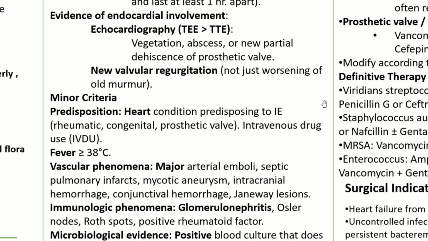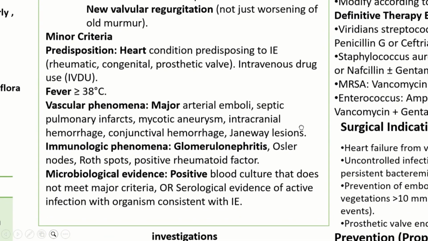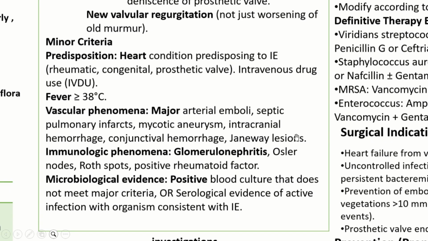Then we have the minor criteria, whereby we have predisposition, maybe we have a heart condition that may be leading to infective endocarditis, like rheumatic heart disease, a congenital anomaly, a prosthetic valve, or intravenous drug use. That is a predisposition, and that is one of the minor criteria.